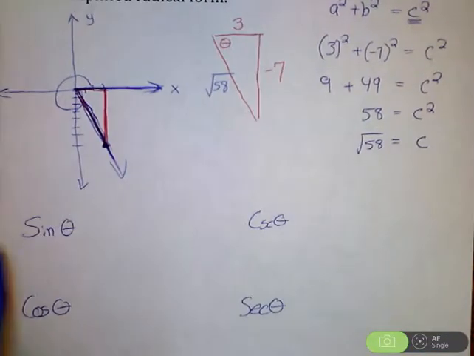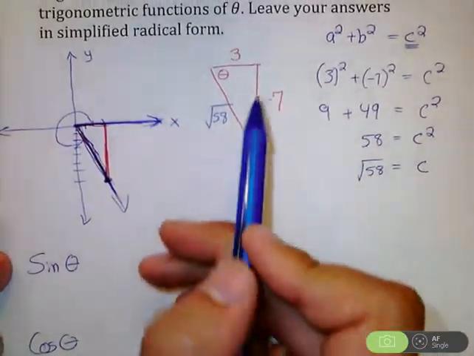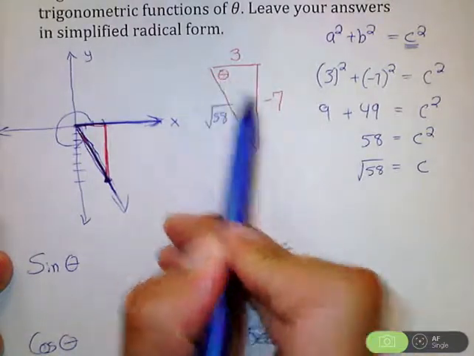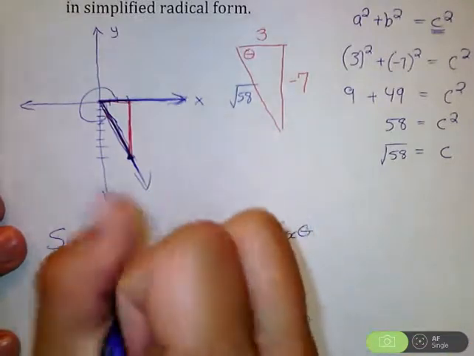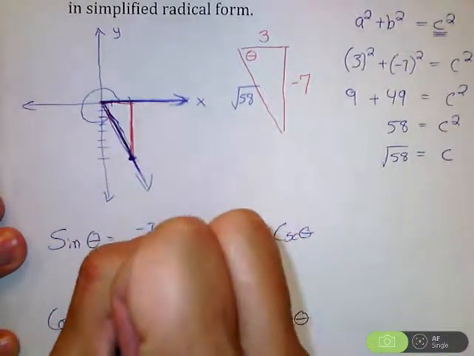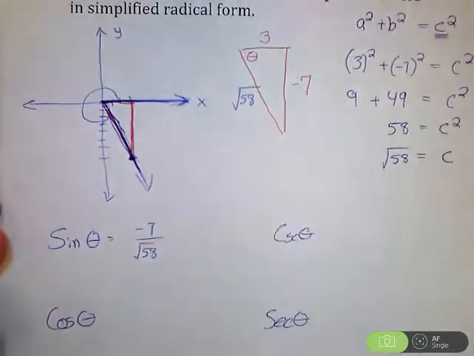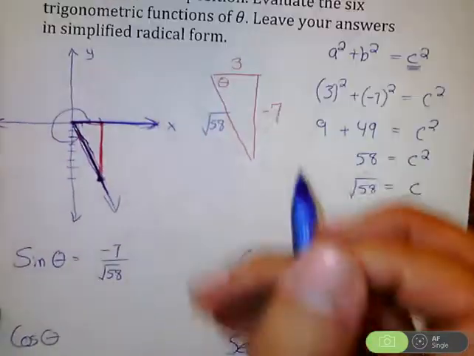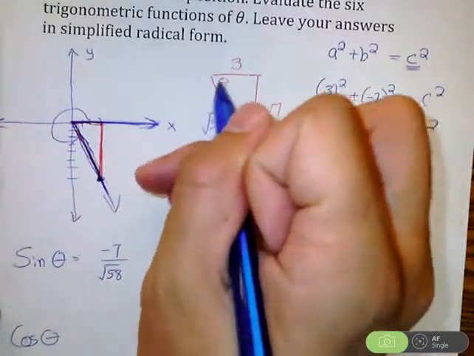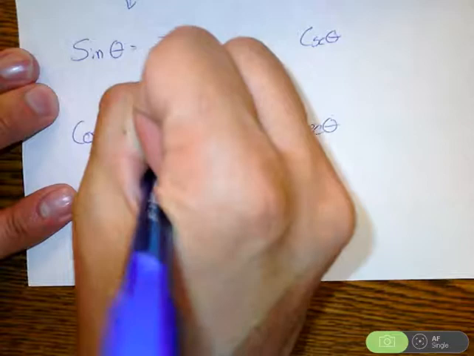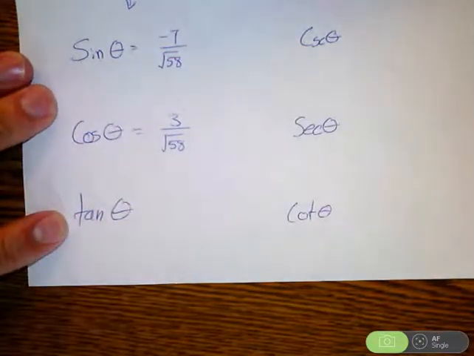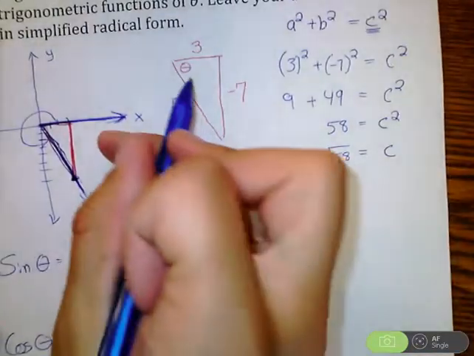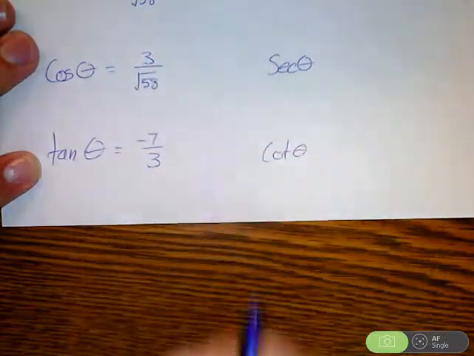If we think of SOHCAHTOA, if I want sine, I want opposite over hypotenuse. Opposite of theta is -7, divided by the hypotenuse, so we have -7 over the square root of 58. I'll come back to simplifying and rationalizing here shortly. Then cosine of theta is adjacent over hypotenuse, which is 3 over the square root of 58. And finally tangent, TOA, opposite over adjacent. The opposite side is -7, the adjacent is 3, so I have -7 over 3.